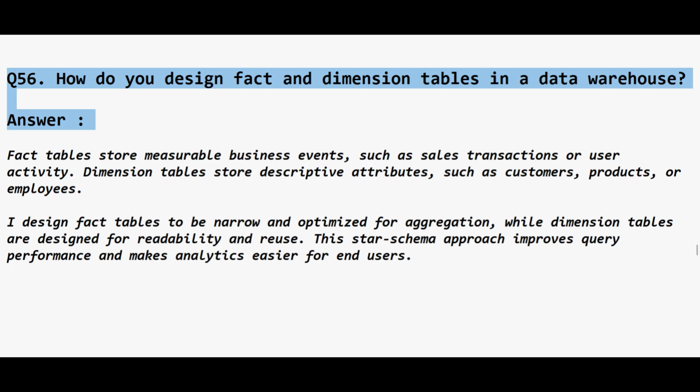I design fact tables to be narrow and optimized for aggregation, while dimension tables are designed for readability and reuse. This star schema approach improves query performance and makes analytics easier for end users.